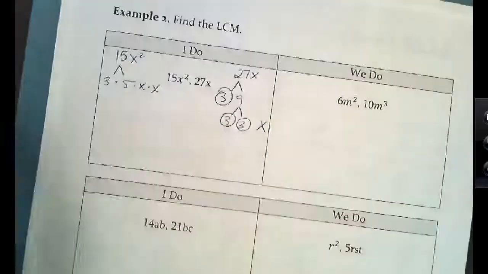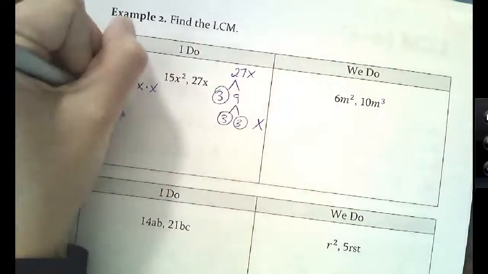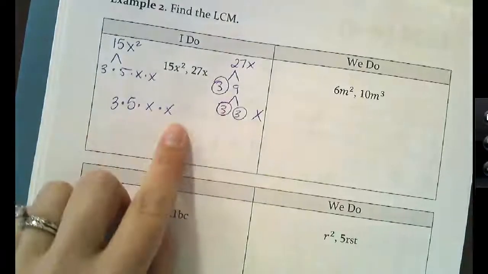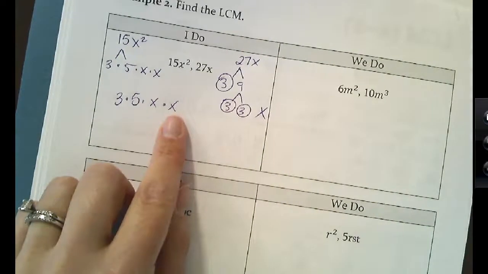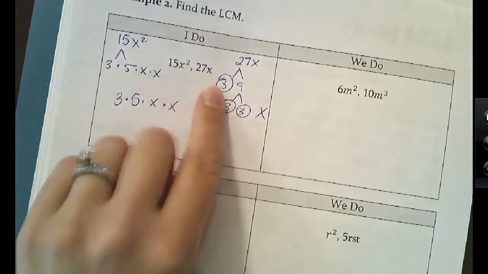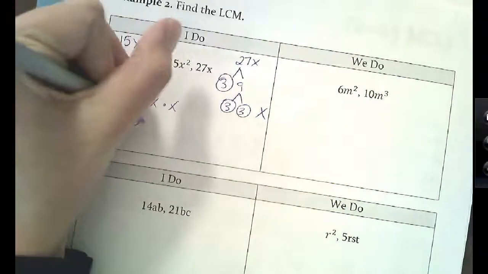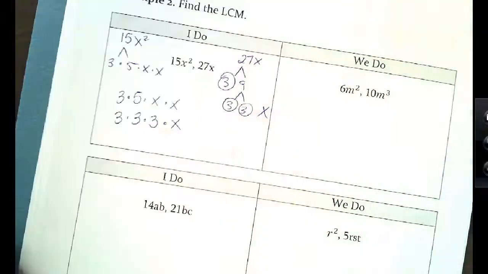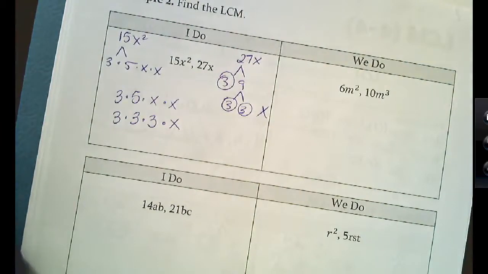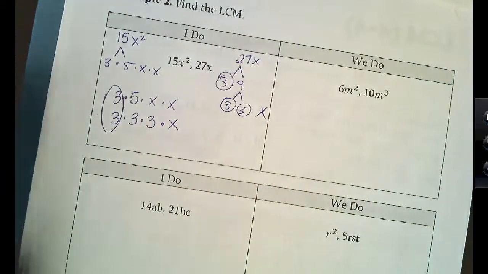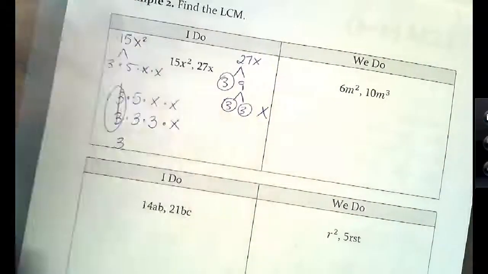So now we're going to stack them. So I've got 3 times 5 times x times x. That's my 15x squared. And then I've got 3 times 3 times 3 times x. All right, do we have anything in both of our lists? The 3's, right? So how many times do we write that? Once, and then cross it off.